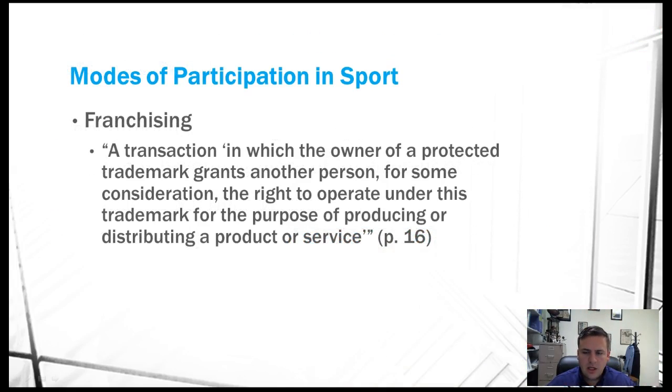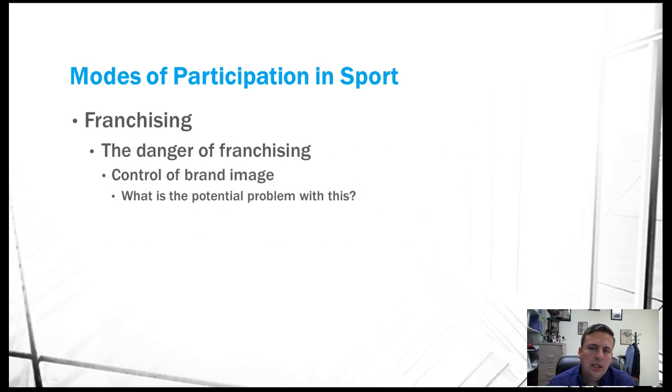The 4th of the modes of production or participation is franchising, which is essentially the transaction in which the owner of a protected trademark grants another person, for some consideration, the right to operate under this trademark for the purpose of producing or distributing the product or service. And so an example of franchising is what you see most often with fast food organizations or industries.